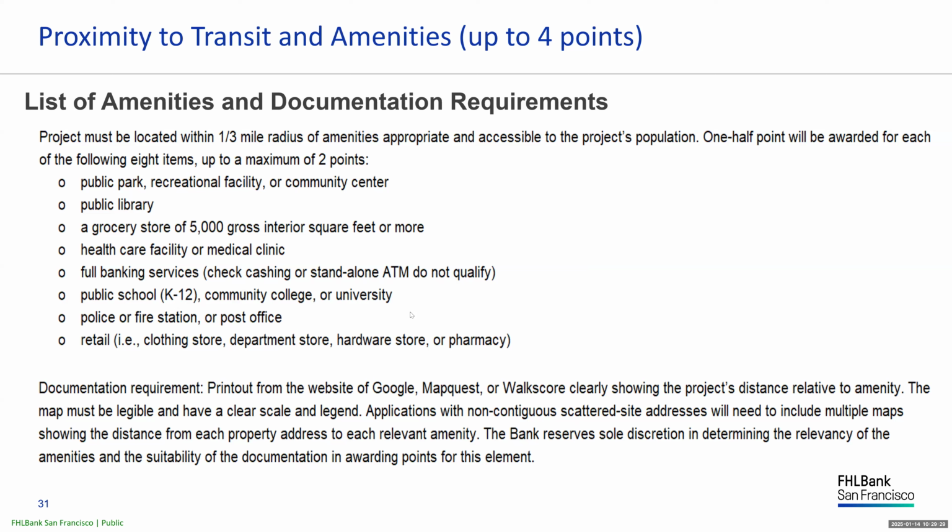Route maps from the transit agency showing the destination of transit lines are also required, though we do not require timetables. Applications with non-contiguous scattered site addresses will need to include multiple maps showing the distance from each property address to each relevant transit line and amenity. Again, the application outlines how the distances to transit and amenities should be measured and the required documentation. No points will be awarded without documentation, or if your documentation has missing information needed to determine distance or destination.